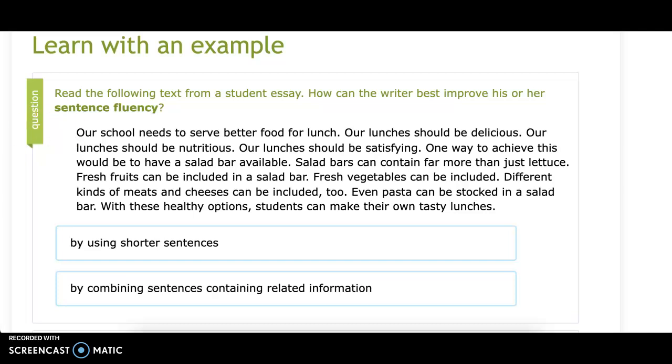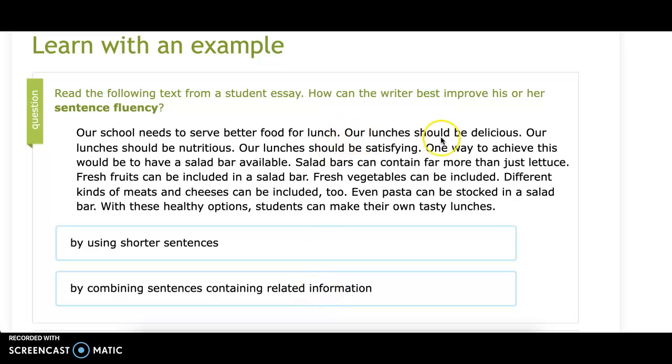Now, the two options that we are given is that we could improve this text either by using shorter sentences or by combining sentences that contain related information. Well, if we look back at the passage, we actually have quite a few short, simple sentences in a row, which produce writing that sounds a little bit choppy, in my personal opinion. However, that problem could be resolved by combining some of these shorter, choppier sentences that cover related information.